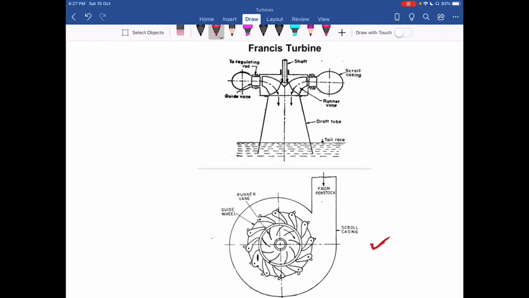we have water entering from the penstock. Okay, it enters the casing. So we have a special type of casing, that is a scroll casing. Okay, so water enters the casing, then it first goes to the guide blades. You can see the water goes to the guide blades.